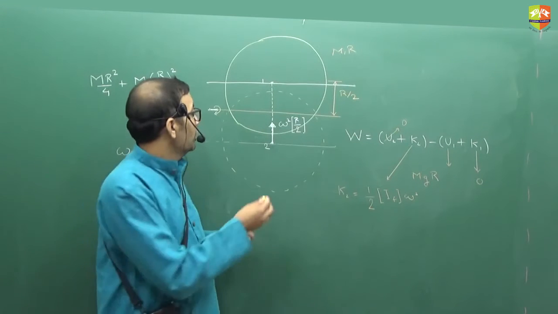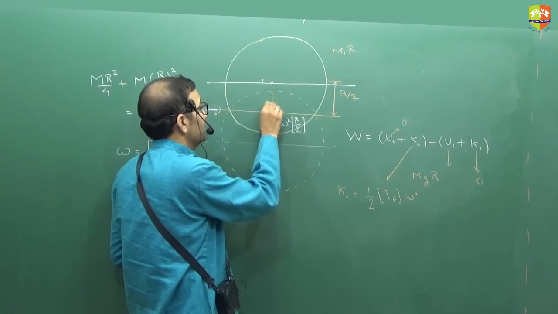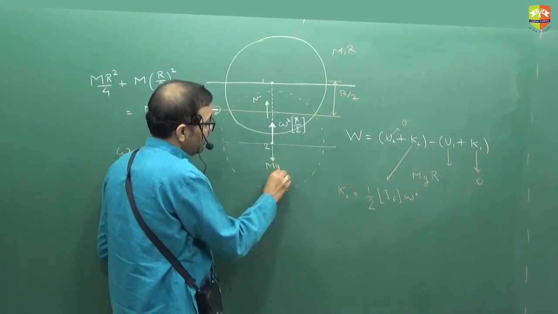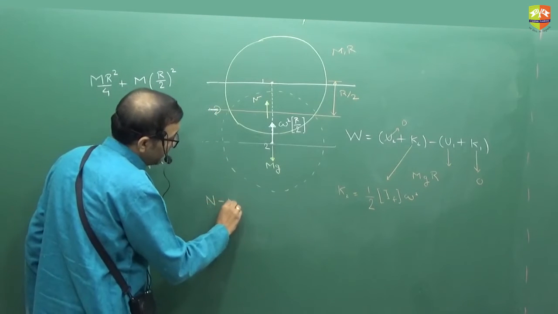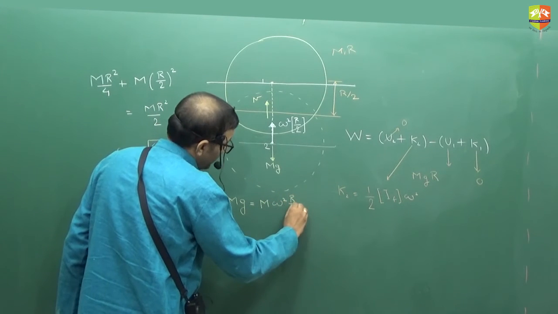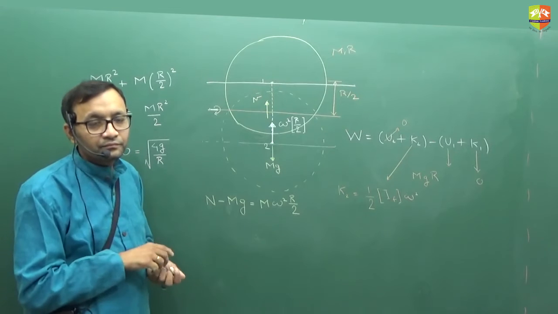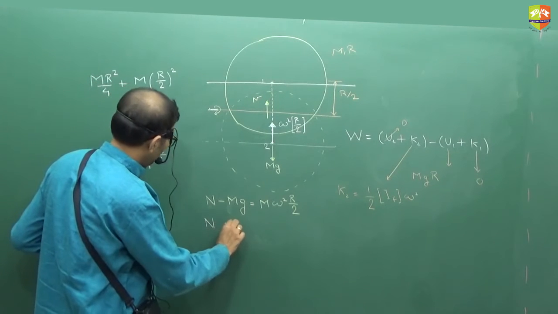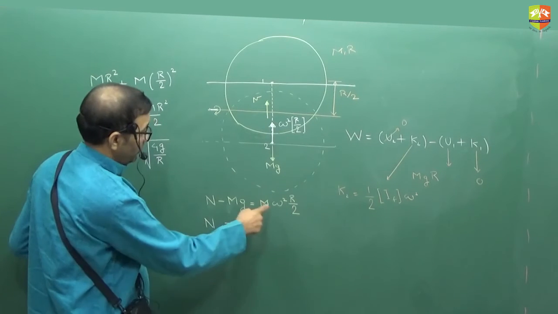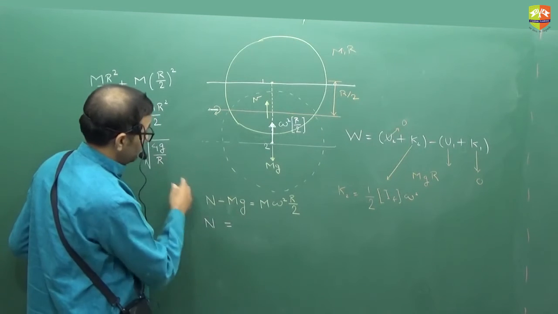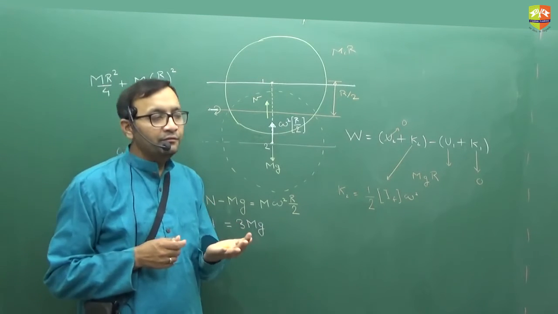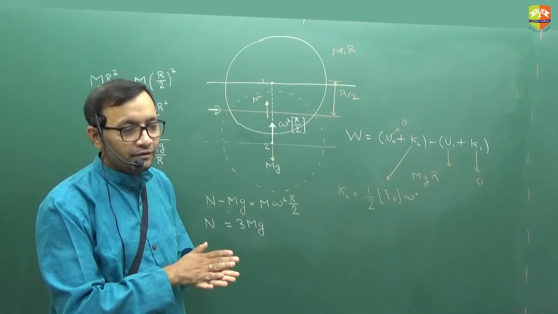So there will be a force from the axis in this direction. Let's say that force is N. And there will be a force in the downward direction which will be mg. So net force is N minus mg. This should be equal to mass times acceleration, which is m omega square r by 2. So you get N equals mg plus m omega square r by 2. How much is m omega square r by 2? 2mg. So this is 3mg. So the axis applies a force of 3mg at this moment. Clear? Okay.